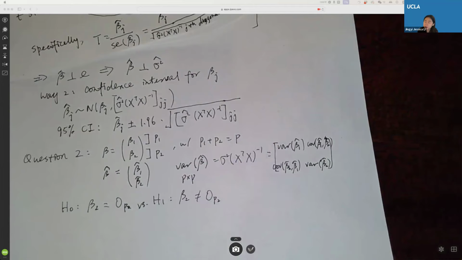So, a question for you to think about for 10 seconds. Can you think about one scenario where you might be interested in testing the subvector being 0 as a whole instead of just one element being 0? What would be such application scenarios? I would like to have a volunteer. I'll just wait. If not, then I'll provide my answer. And you can think about whether that makes sense to you.